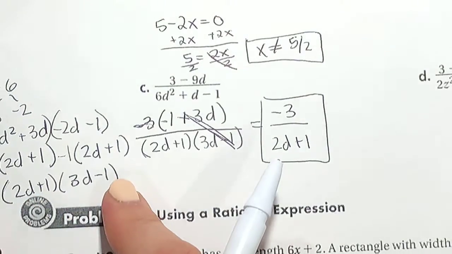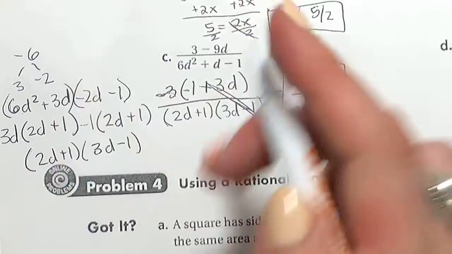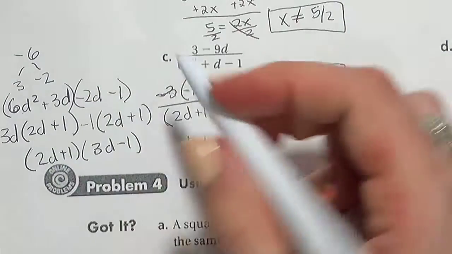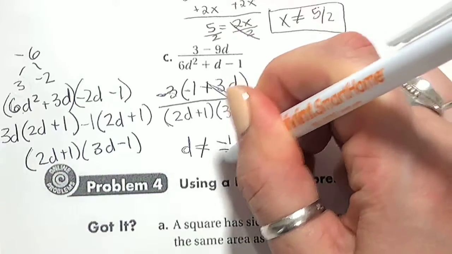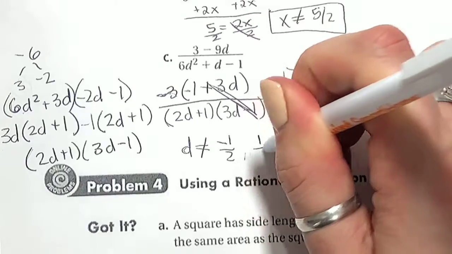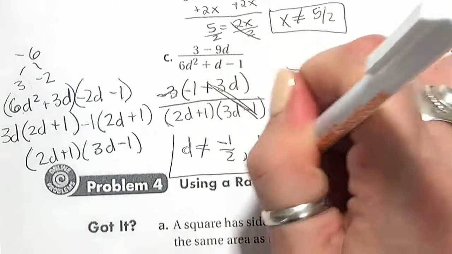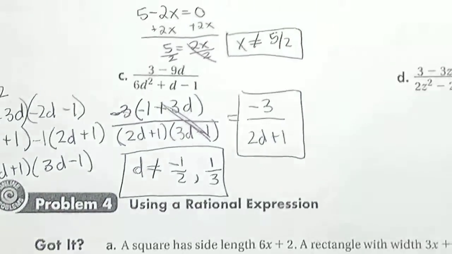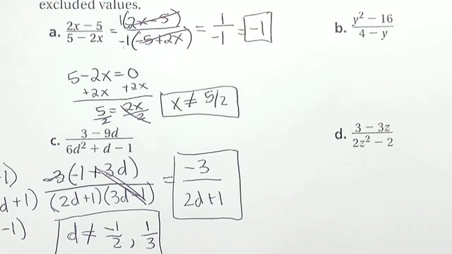And then for excluded values, again, you would just go and take each of those factored parts in the denominator and set them equal to 0. I'm just going to do it in my head again, just to save some time. So we would get d cannot equal -1/2 for the first group. And then for the 3d minus 1, we would add the 1 over and divide by 3. So we would get 1/3. So those would be your excluded values.